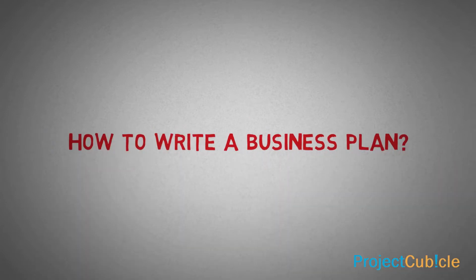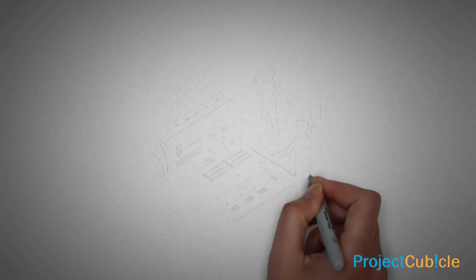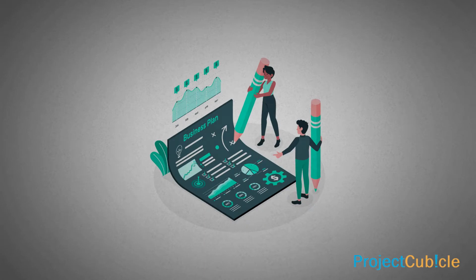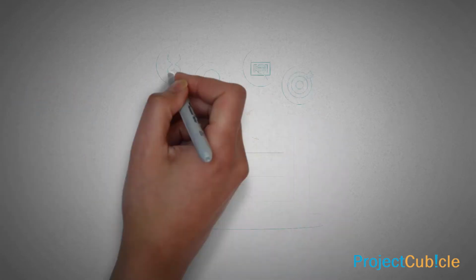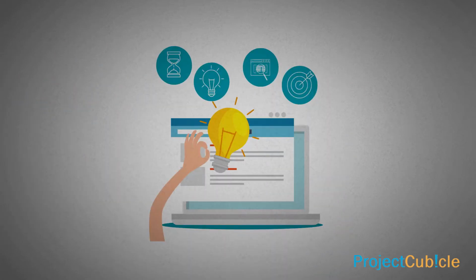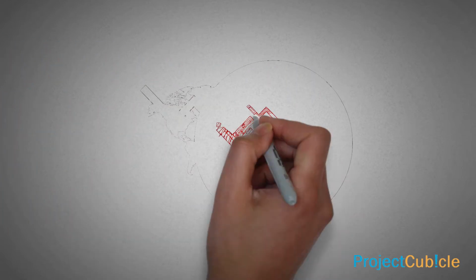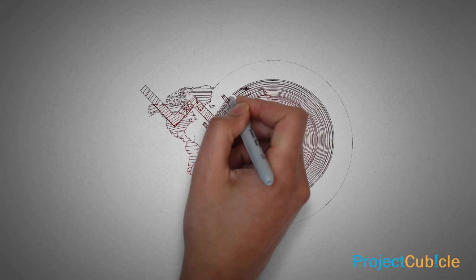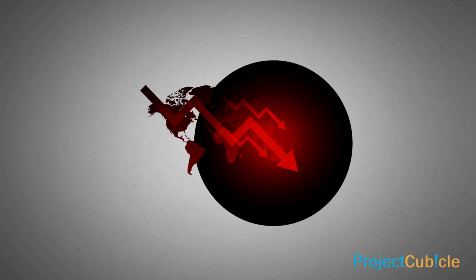How to write a business plan. A business plan is one of the most critical documents for a new business. It describes the future of your business by explaining what you plan to do and how your plan is to succeed. Statistics show that 90% of businesses fail within the first 5 years. Only 10% of businesses survive after 5 years.